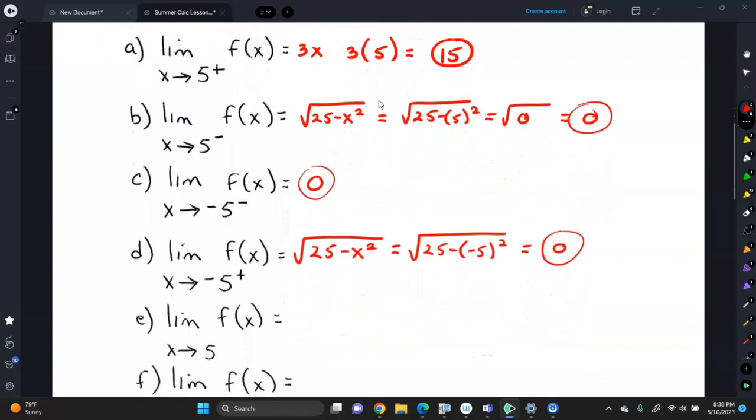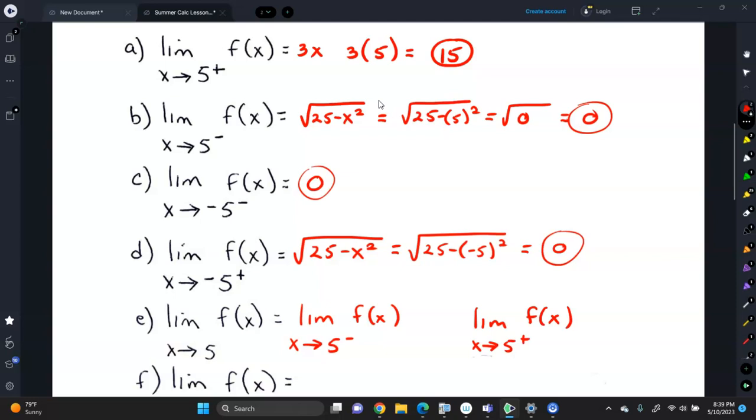Okay, letter E. Now we're getting tricky, and this is really an important concept here. We've got the limit as x approaches 5. Well, in order to do that, I have to look at the limit as x approaches 5 from the left, and I have to look at the limit as x approaches 5 from the right.